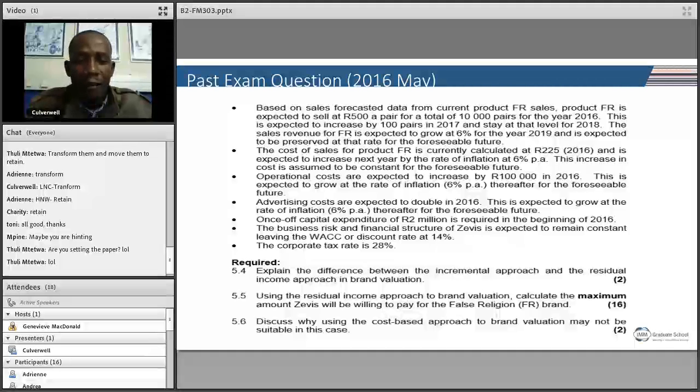Now, question 5.5, which I'm trying to get to now, is saying, using the residual income approach to brand valuation, calculate the maximum amount Zevis will be willing to pay for the false religion brand. This question will always say, calculate the maximum amount. They don't ask you to calculate NPV. They don't ask you explicitly to do brand valuation. But in short, we are going to conduct a brand valuation exercise.